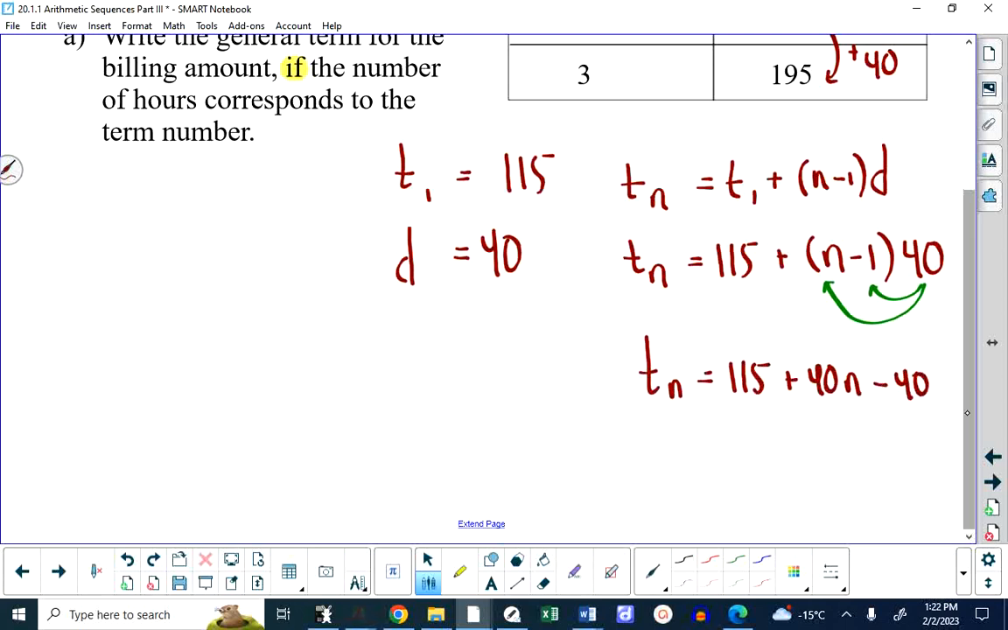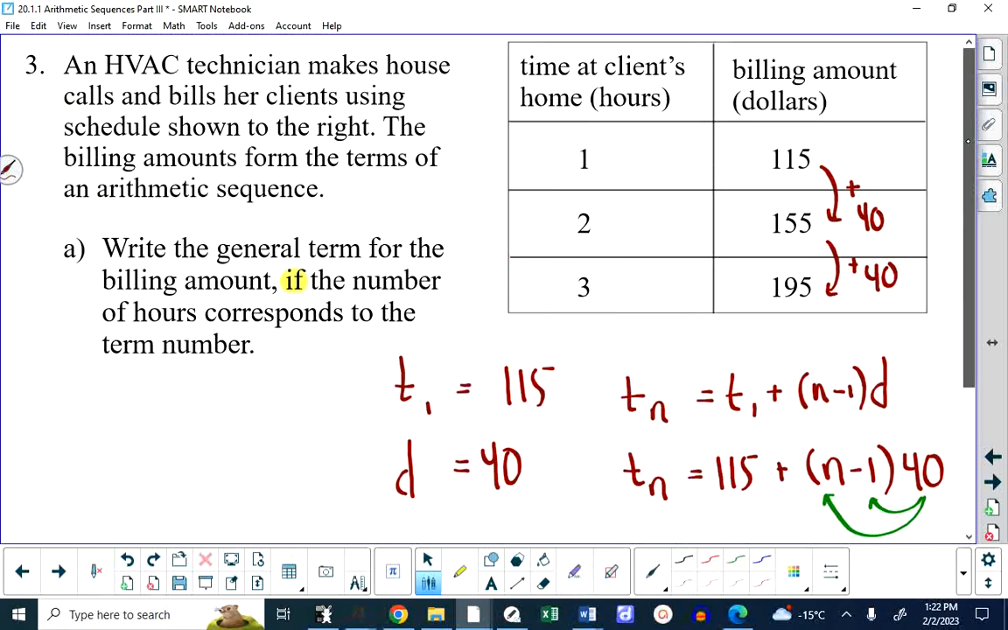Should be no problem getting plus 40n minus 40. So we end up with T sub n equals 75 plus 40n. Is that right? This should totally make sense in terms of the context of the question. Her flat fee for driving to your house is $75, plus she charges $40 an hour. That makes sense. And not only will it make sense, it will be a useful tool in predicting any connections here.